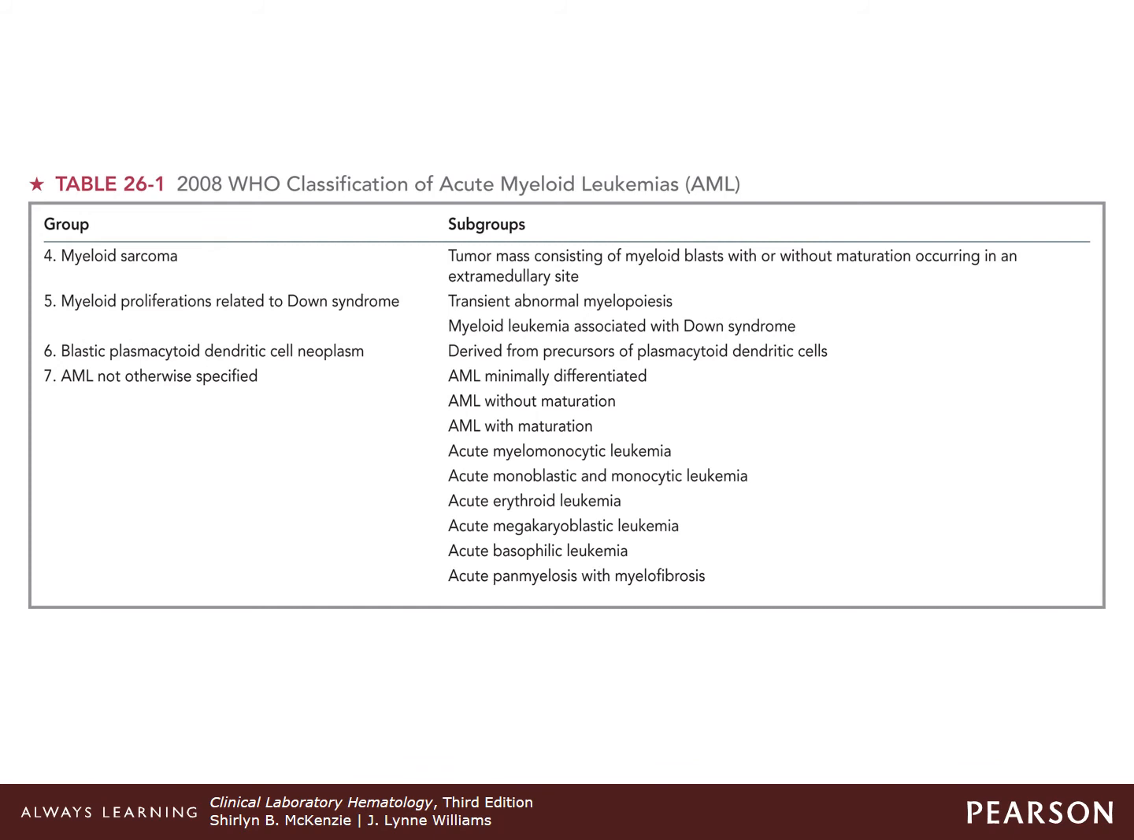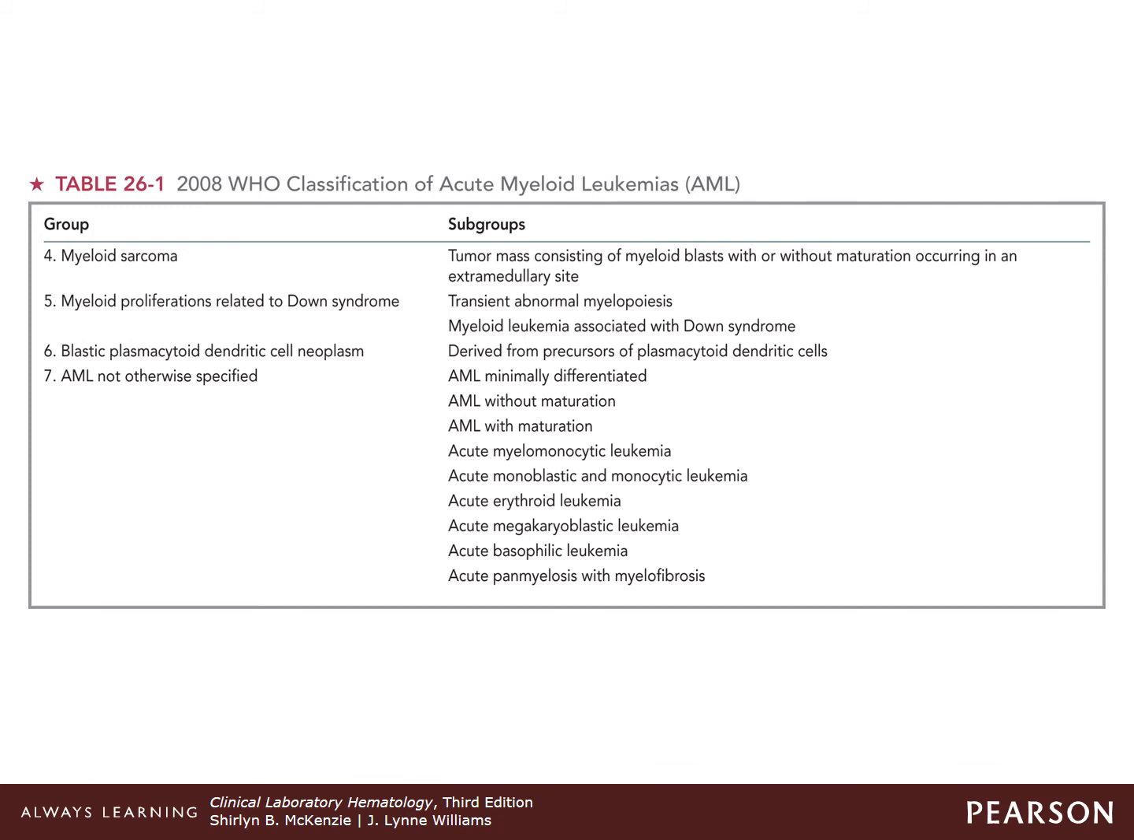Now, category 5, myeloid proliferation related to Down syndrome. So these children with Down syndrome have a 10 to 100-fold likelihood to transition to an acute myeloid leukemia. And this can happen within the first 5 years of life, and only about 1 to 2% of children with Down syndrome will develop AML during this time.